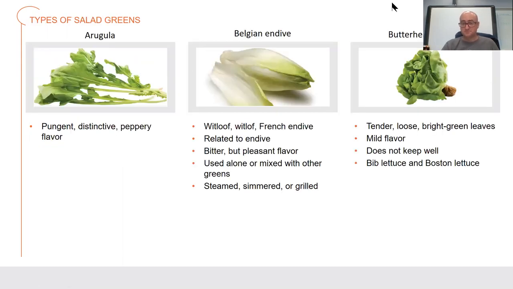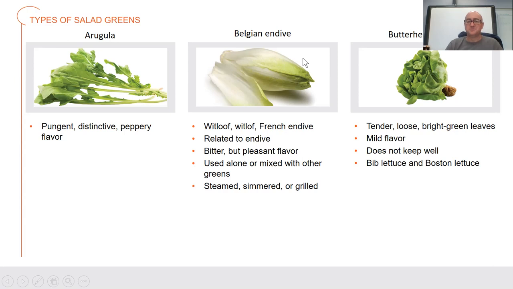Okay. As far as lettuces go, it depends on what kind of salad you're trying to make. So arugula has a pungent, distinctive, peppery flavor. Dandelion greens, you can go in your yard, pull up the dandelion greens and eat them. That's what they put in spring mix. So the fancy lettuce you see at the grocery store has dandelion greens in it.